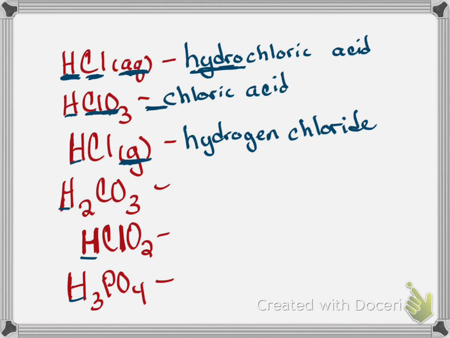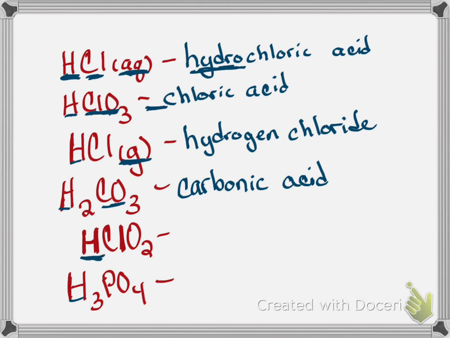Now the next one, we have CO3 attached to an H. So we have to look at the polyatomic ion name. That's carbonate. So this becomes carbonic acid. And that is what's found in soda. So that's why it says carbonated soda or carbonated beverages.